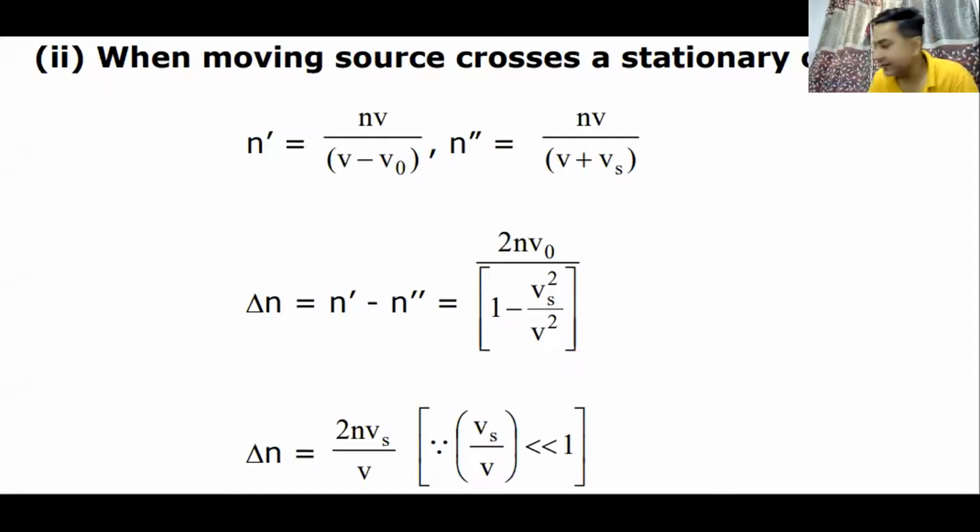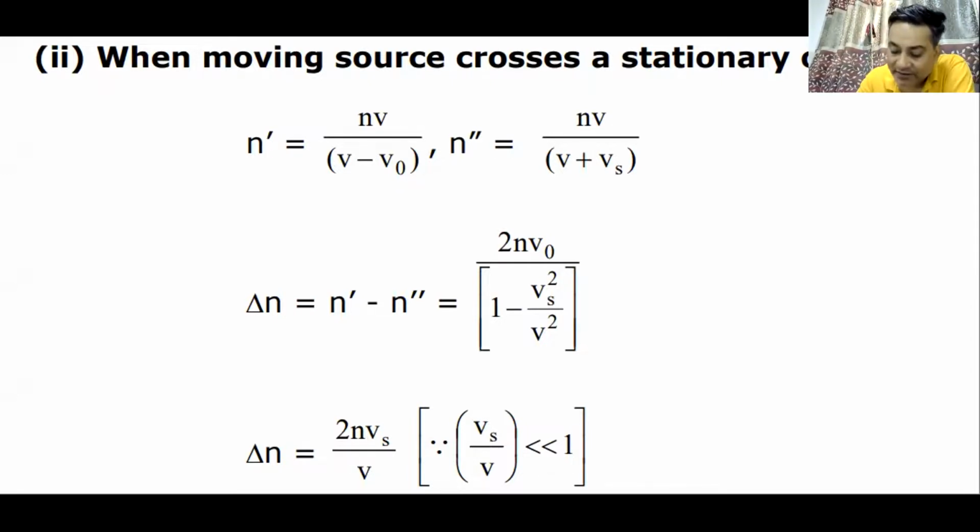Then comes the next case. The observer is stationary. So you are someone standing on a road and a car is passing you. It can move like this, pass you like this, or it can move like this. Whatever happens, in the first case it will be moving towards the observer. In the next case, it will be moving away from the observer.